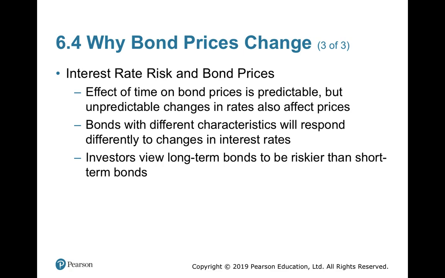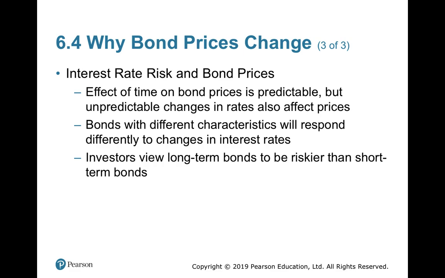So, interest rate risk and bond price. The effect of time on bond prices is predictable. If the bond is for 30 years, then 30 years is the time when the bond will be redeemed. After 30 years, the bond will mature. So the time effect is very clear and predictable.